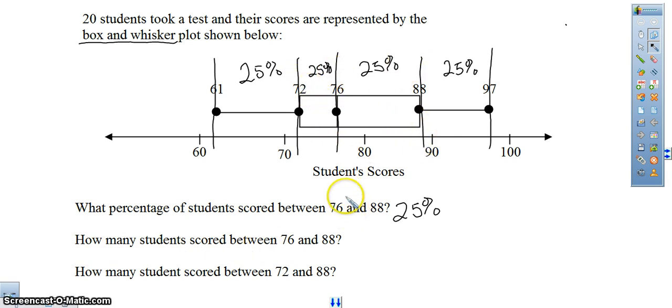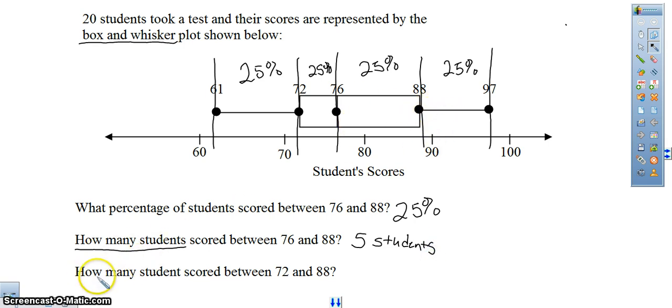Now that's the same range as before, but this one asks how many students. So we want an actual number of our students. We had 20 students take the test. We know that 25% of them scored between 76 and 88, and 25% of 20 students would just be a fourth, and 20 divided by 4 tells us that 5 students scored between 76 and 88 on their test.